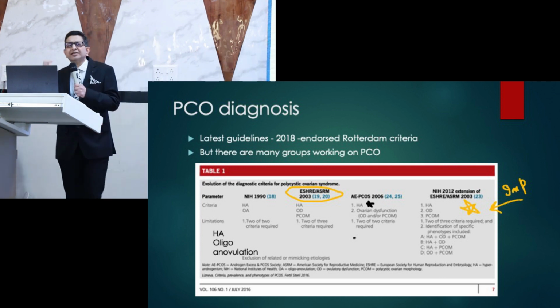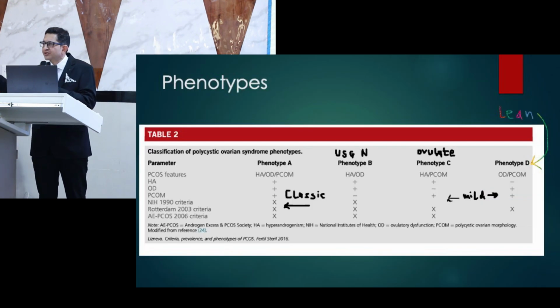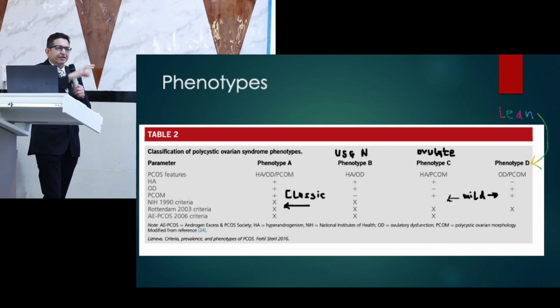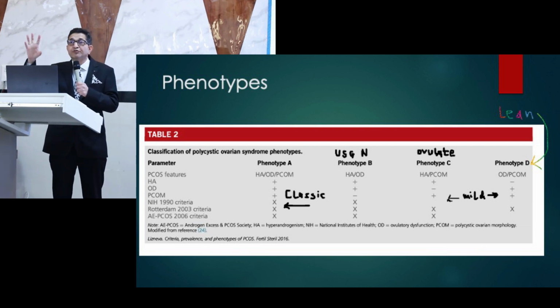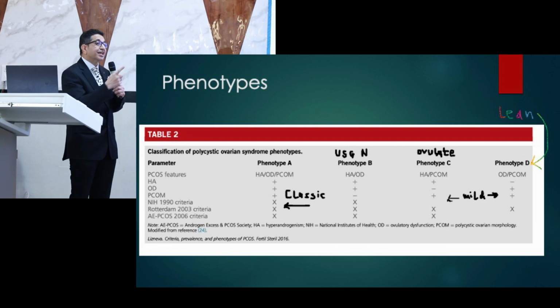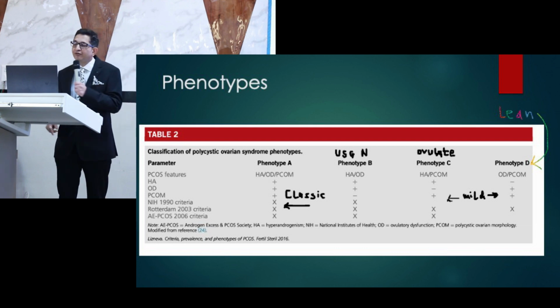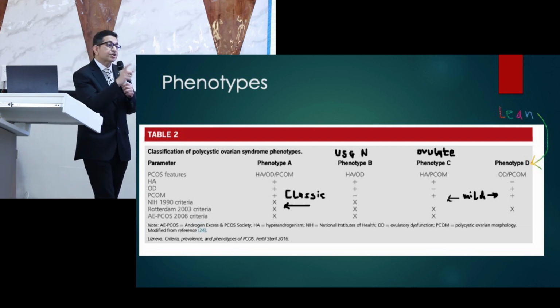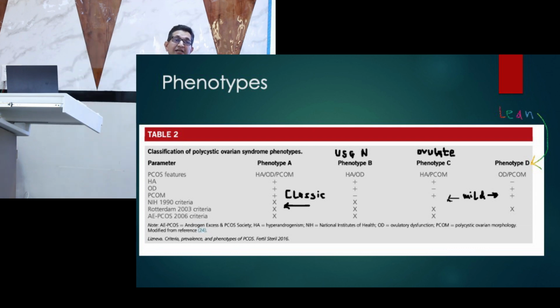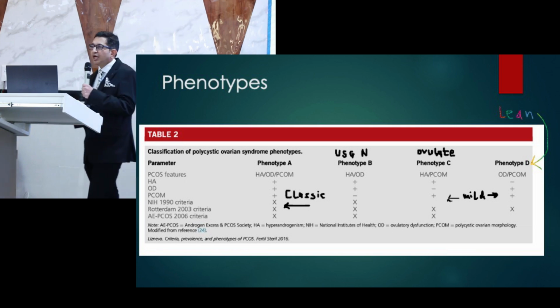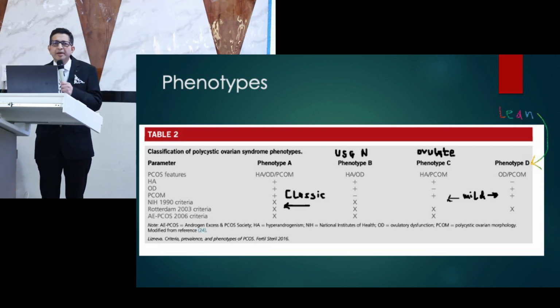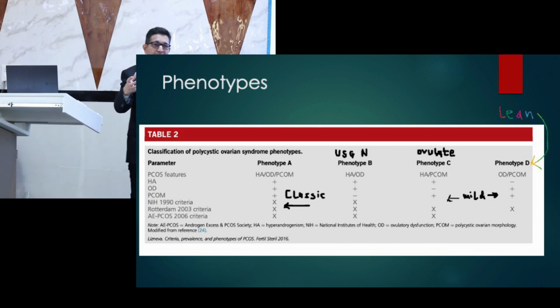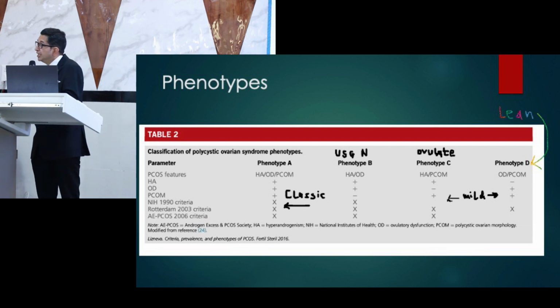So phenotype A is a classical PCO, flash diagnosis, overt PCO with obesity, everything. Phenotype B, ultrasound features are normal. Phenotype C, they are ovulating but they are still PCO. And phenotype D are mild PCO where there is ovarian dysfunction and polycystic ovarian morphology, but most of them are lean and thin PCO. And therefore they don't look like PCO. If you look at them, you will feel that she is absolutely normal. You do her ultrasound, you will find that the ovary is big inside and there is a polycystic ovary. So this is a category of lean and thin PCO.